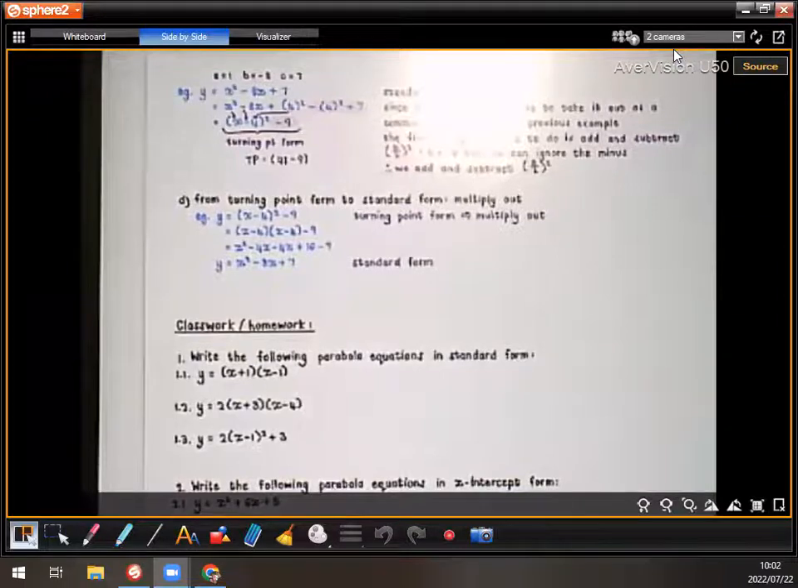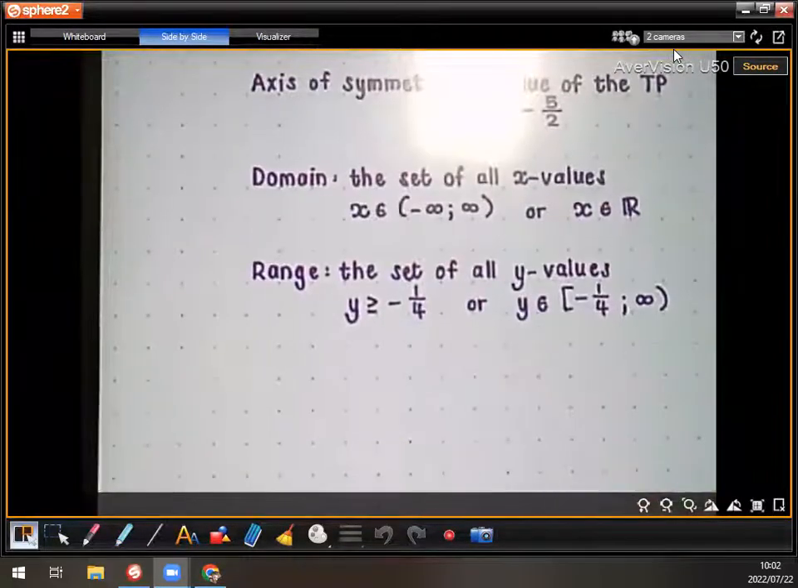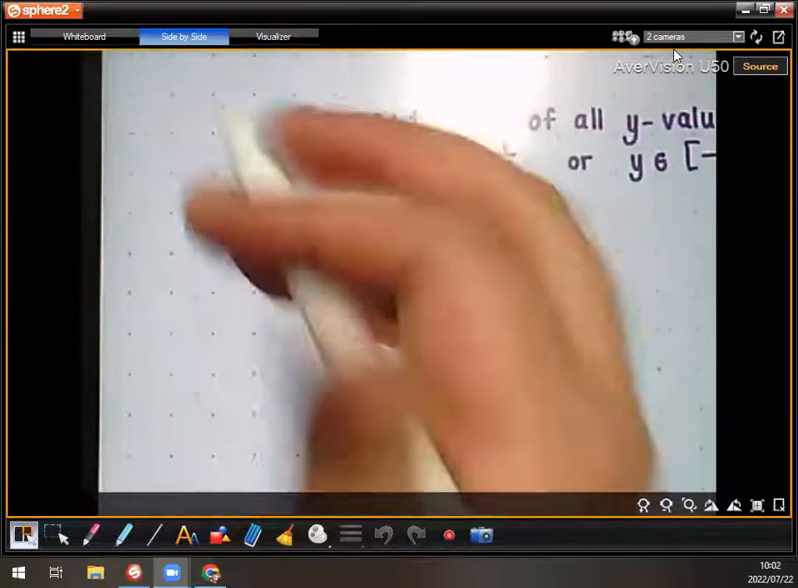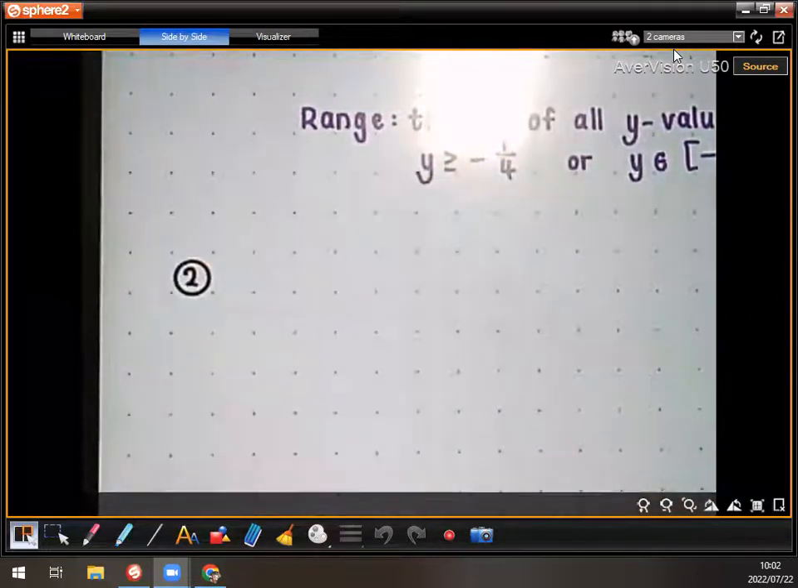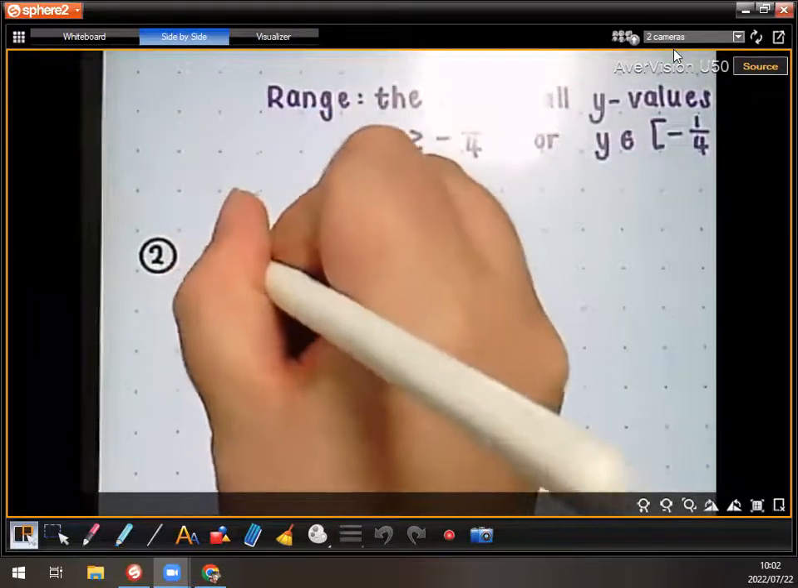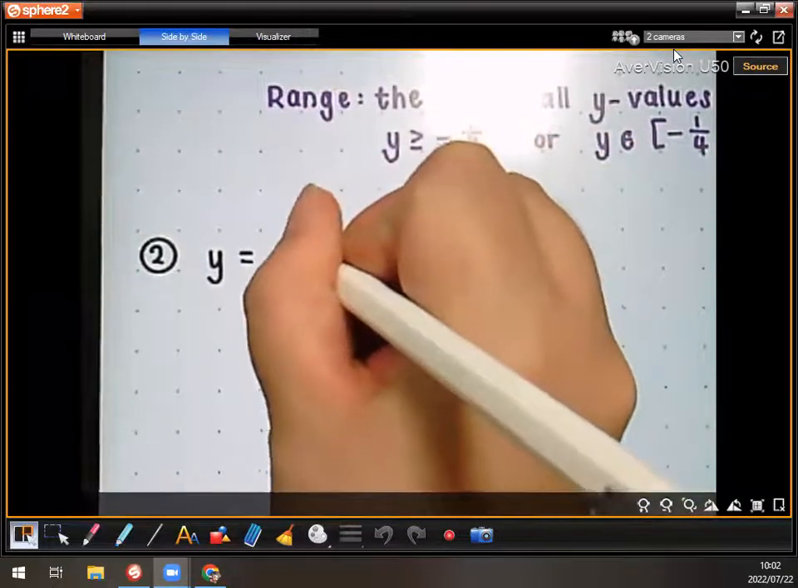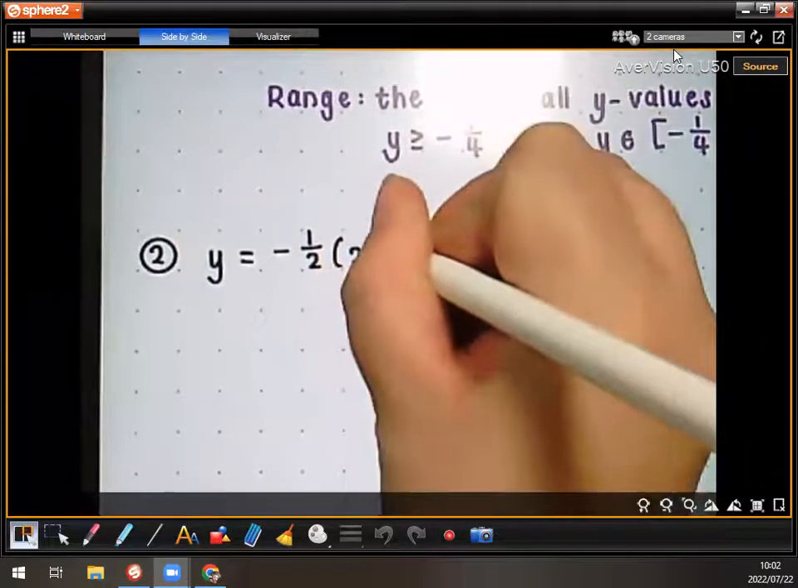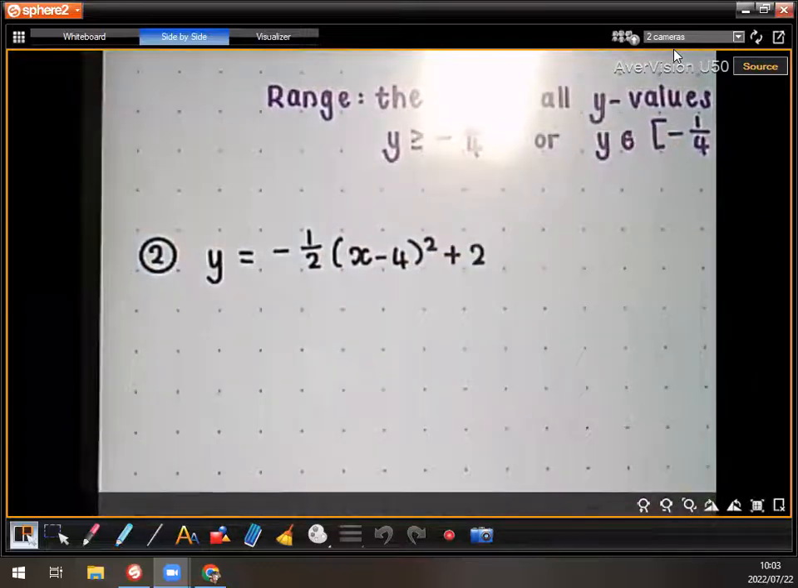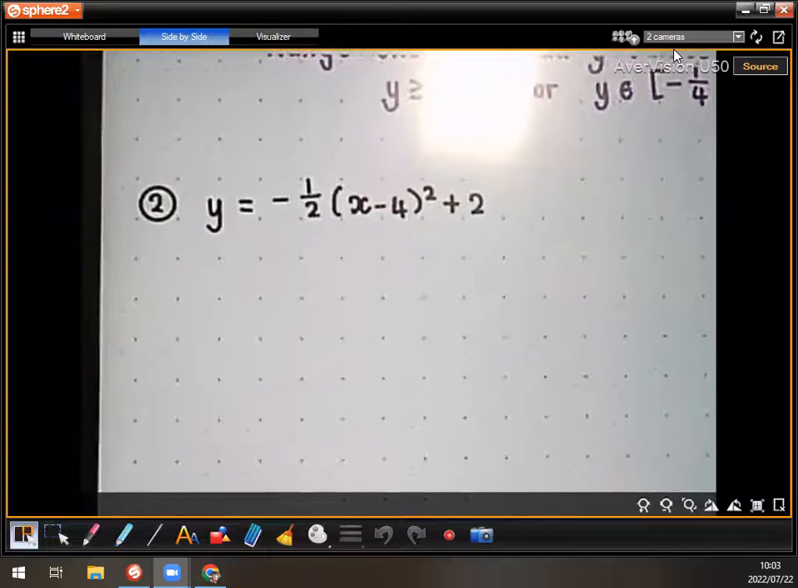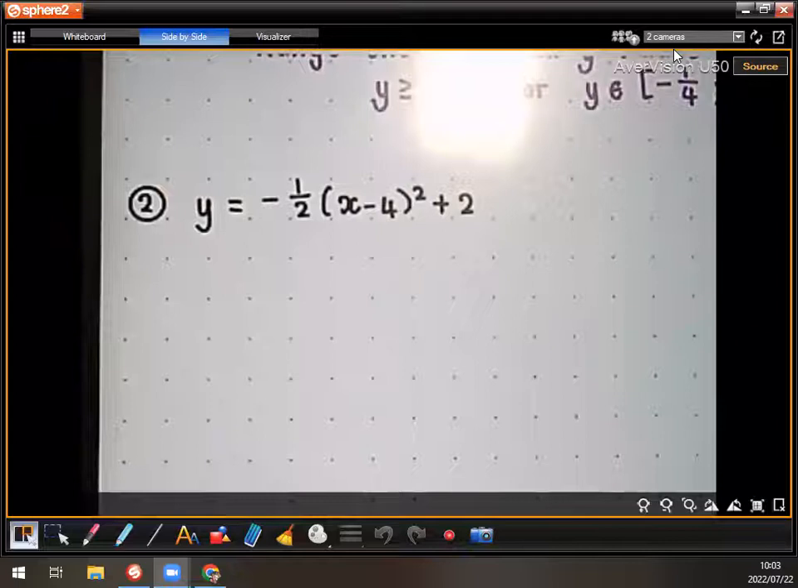Okay, so this will be example 2, guys. You can remember it. Here we go. y equals negative a half, and then in brackets, x minus 4 squared, and then plus 2. So what are we going to do now?